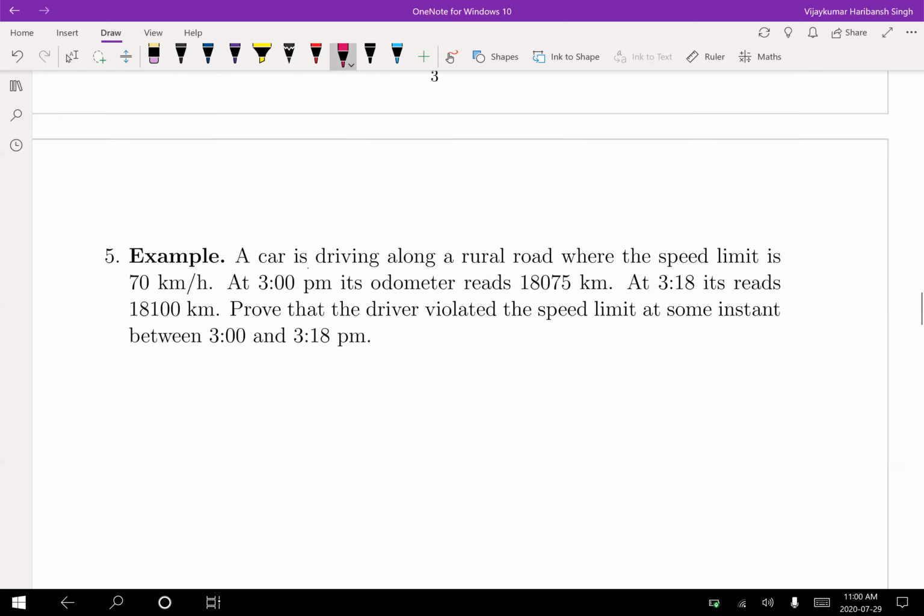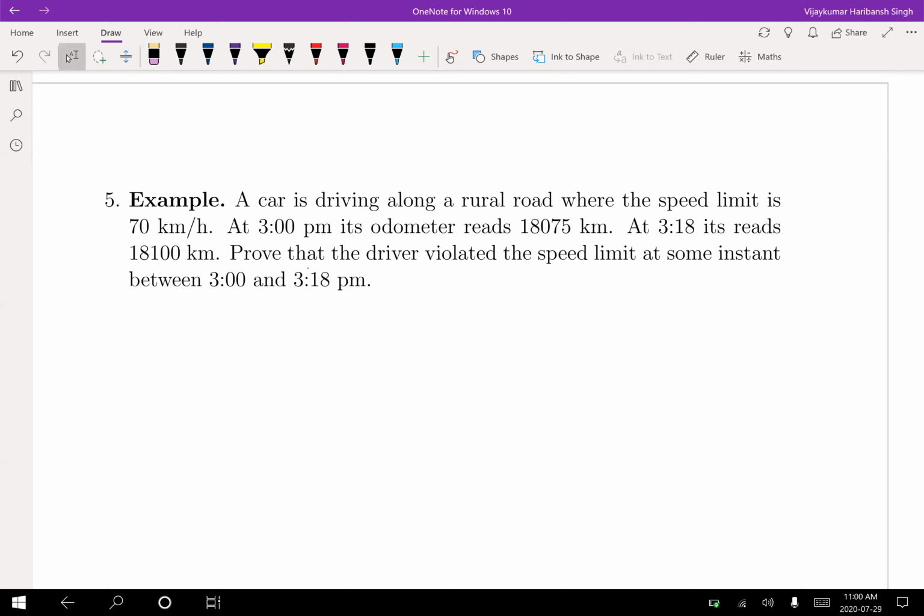Let's see the application of this. A car is driving along a rural road where the speed limit is 70 km per hour. At 3 p.m. the odometer reads 18,075 kilometers. At 3:18 it reads 18,100 kilometers. Prove that the driver violated the speed limit between 3 p.m. and 3:18 p.m.